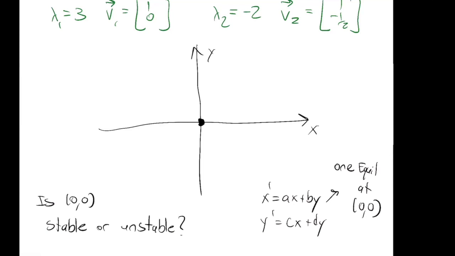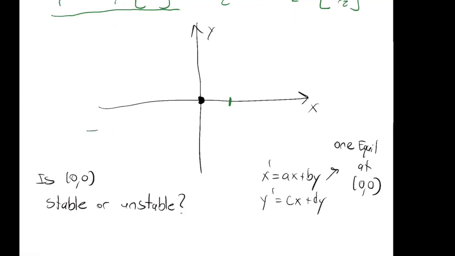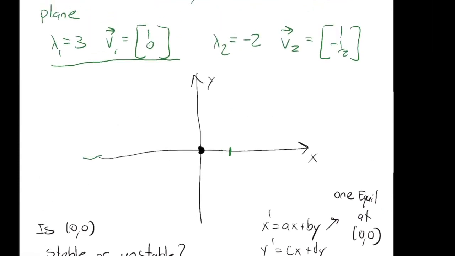So we can take this eigenvalue and eigenvector over here, right? That vector v1 is just pointing straight in the horizontal direction. So now I know that any solution that starts on this line is going to stay on that line. So that's what's special about these eigenvectors.